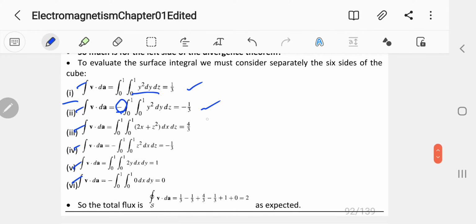And then similarly, you can try to evaluate the others yourself. Anyway, everything will boil down to this, and that's just equal to 2, as you would expect, because they're supposed to be equal.